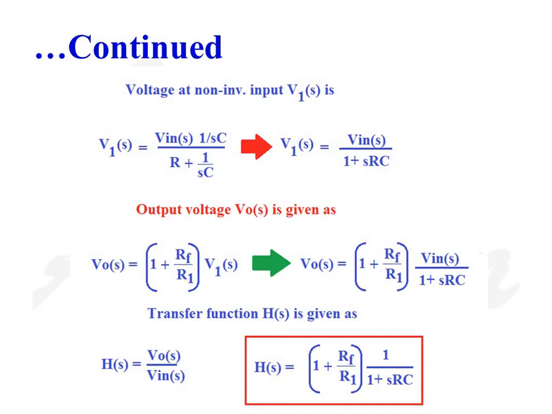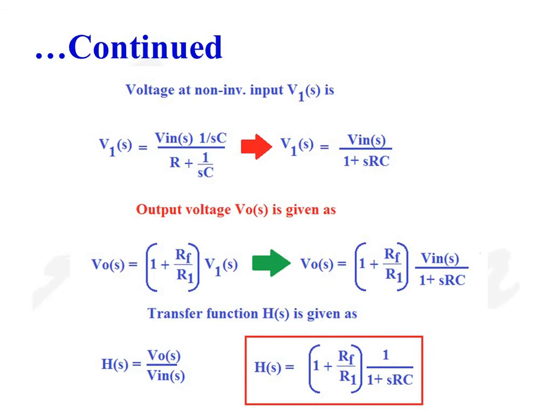Now this is the derivation for cutoff frequency FL and the transfer function of the active low-pass filter. So V1 of S is equal to Vin of S into 1 by SC, the whole divided by R plus 1 by SC. We can rewrite V1 of S as V1 of S is equal to Vin of S divided by 1 plus SRC. So output voltage V0 of S is given as V0 of S is equal to 1 plus Rf by R1 into V1 of S.